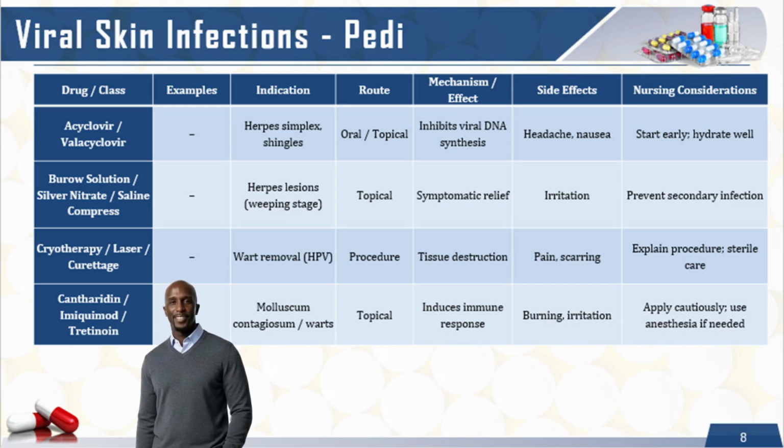They inhibit viral DNA synthesis, and early initiation is key. Hydration helps minimize side effects like headache or nausea. For weeping herpes lesions, Burow's solution, silver nitrate, and saline compresses provide symptomatic relief and help prevent secondary infection.